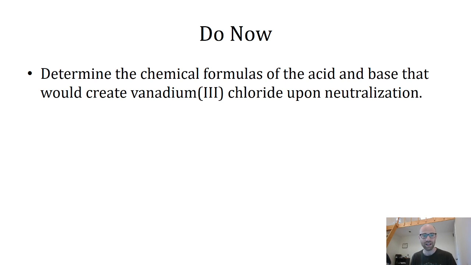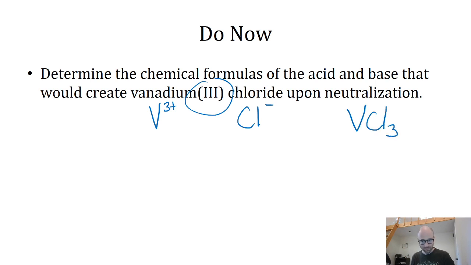Great. The first step is to figure out what the chemical formula of vanadium 3 chloride is. The 3 here, don't forget, means that the vanadium has a 3+ charge. Chloride, we find on the periodic table, has a -1 charge. So crossing them means that we get a chemical formula of VCl3.